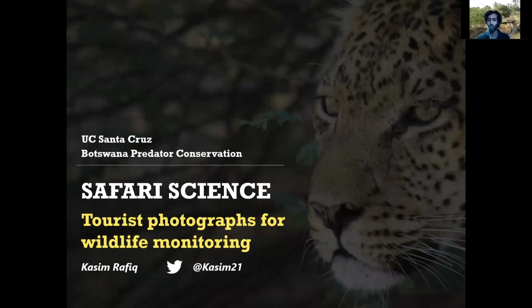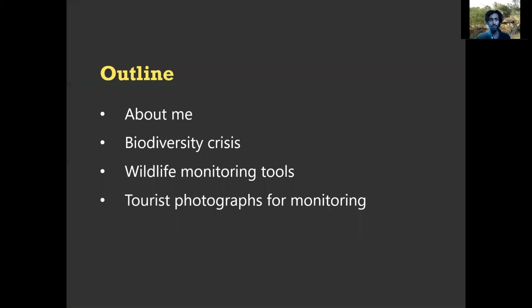Photographs for wildlife monitoring. So to start, I'm going to give you a bit of background to my research, which has largely taken place in Africa. I lived in Africa for a few years to work on this sort of stuff. And then I'll place this work into the current context within the current biodiversity crisis that we have.